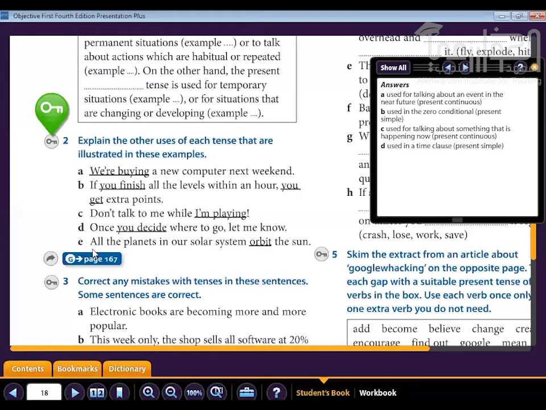And then we have the next, that's E, which is all the planets in our solar system orbit the sun. Now, this is something that is true all the time. Orbit means they go around the sun. So the present simple is used for something that is true all the time. And you can see the answer here: used for talking about something that is true at all times. We use the present simple for that.